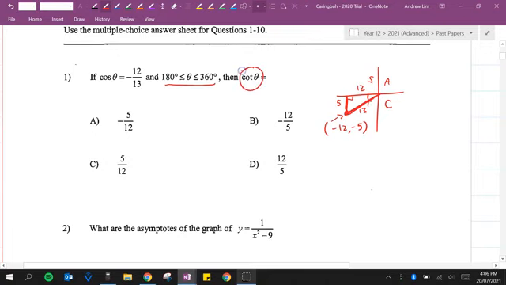So we want cotangent theta, which is 1 over tan theta. Well, what is tan theta according to this? Tan is sine over cos, negative 5 over negative 12, which just becomes negative 12 over negative 5, or just 12 over 5. So the answer is D.